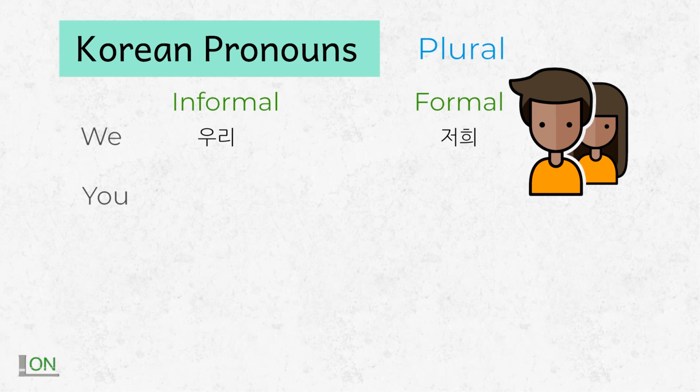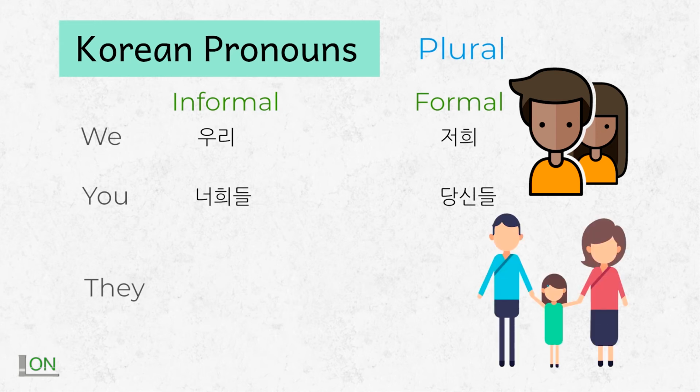You informally will be 너희들. Pay attention that it's plural you. You formally will be 당신들. But we all remember the usage of 당신, so be careful. And the word for they has only one version, informal and formal, it's 그들.